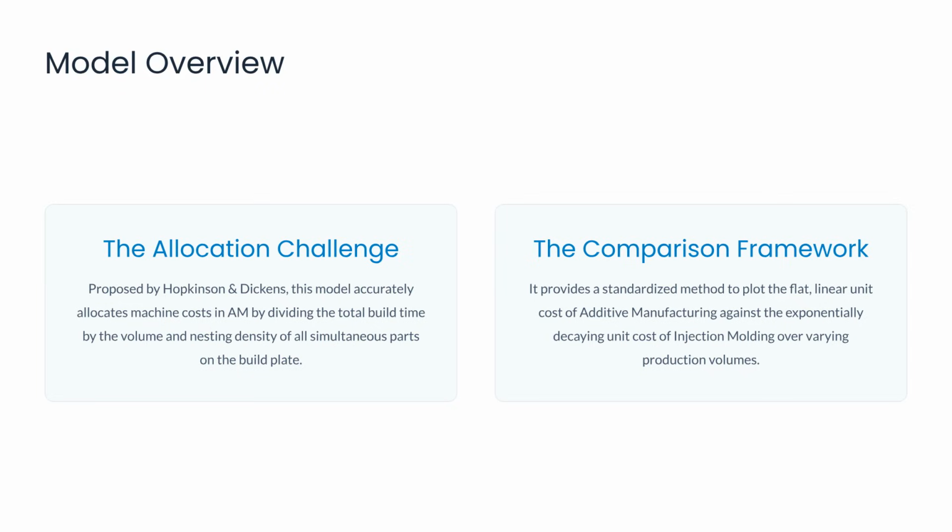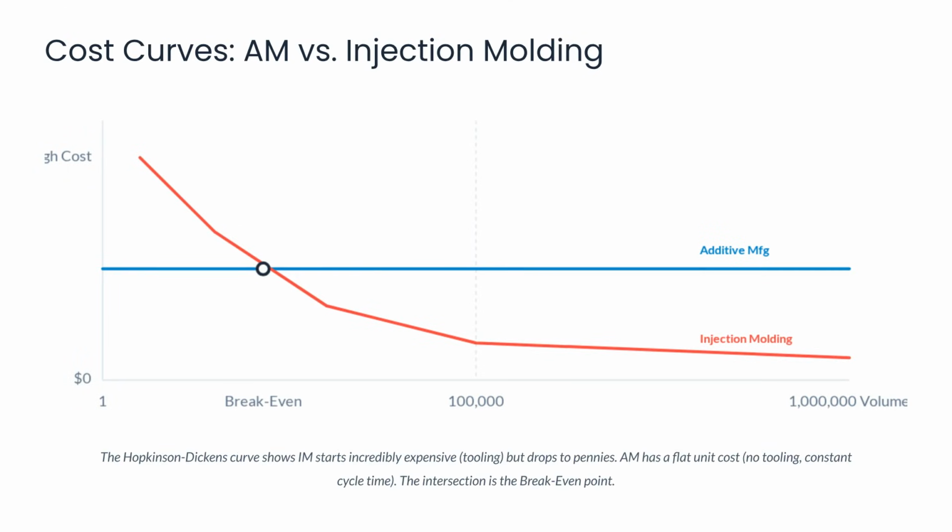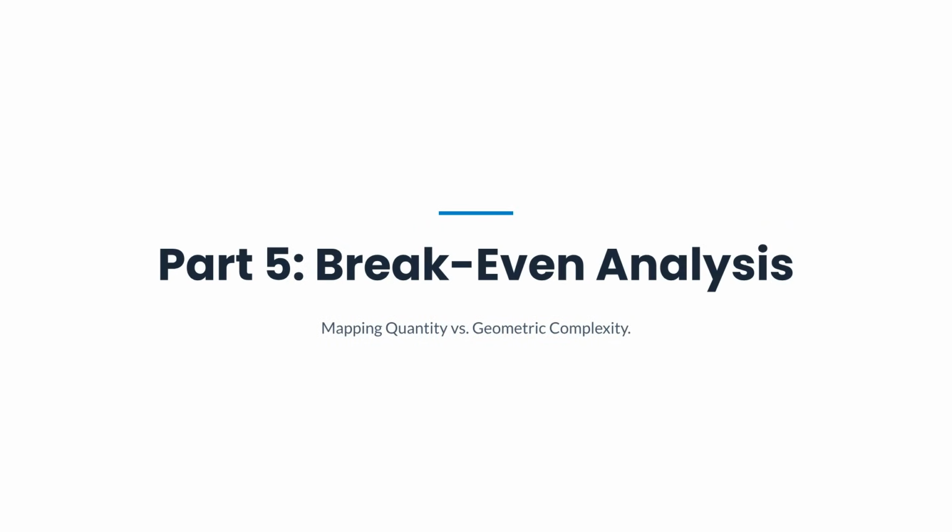This model provides a framework for allocating machine costs based on volume and nesting density. It allows engineers to compare the flat unit cost of additive manufacturing against the decaying unit cost curve of injection molding. The Hopkinson-Dickens curve illustrates the break-even point. While injection molding has high initial tooling costs that drop rapidly with quantity, additive manufacturing offers a relatively constant unit cost, defining when each technology is most economical. Let's examine how this break-even analysis shifts based on quantity and geometric complexity.